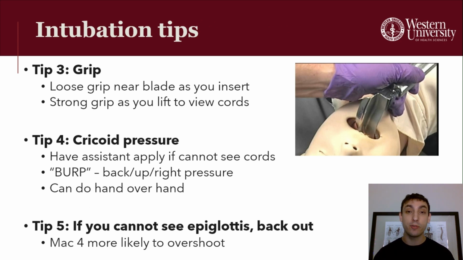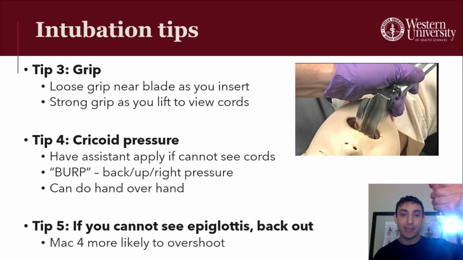Also, this was huge for me, grip. When I started, I had a really tight grip on the blade as I was entering, and I had a really hard time maneuvering around. Then I switched to a looser grip closer to the blade. This has a stubby handle, but I was closer to the blade, and this allowed me to really easily glide past everything, push the tongue out of the way, and see the epiglottis. Once I was in position, I could just easily switch my grip to a stronger one and lift up to see the cords.